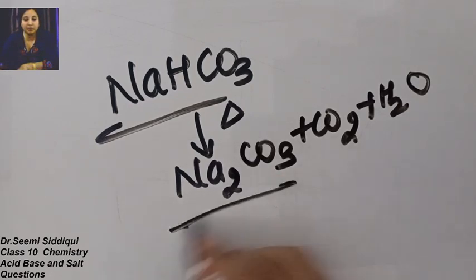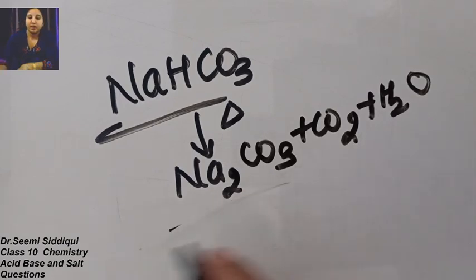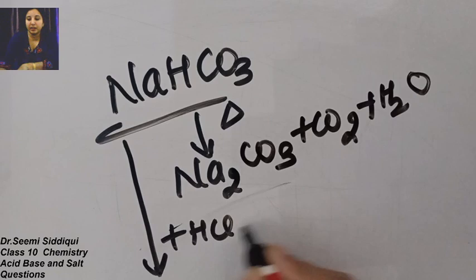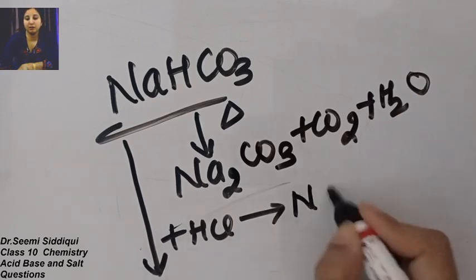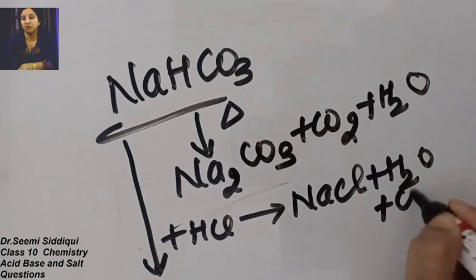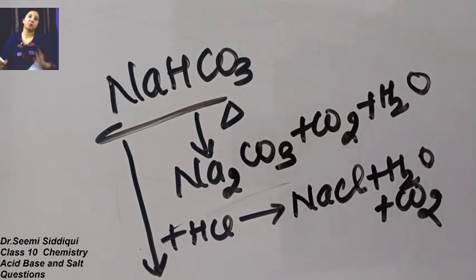What will be the reaction of the compound if it reacts with dilute HCl? NaHCO3, if it reacts with HCl, will form NaCl plus H2O plus CO2.